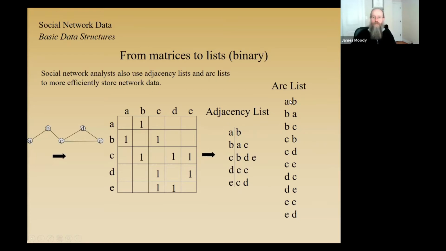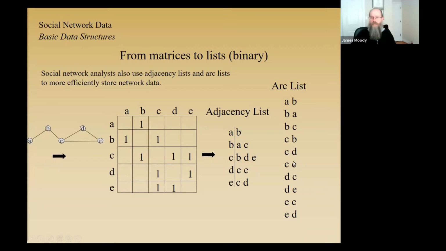An arc list, as an alternative, is where you just list the present edges. So we have the tie between A and B, between B and A, between B and C, and so forth. And anything that's not listed there is assumed to be a 0, so it's a 0 tie.